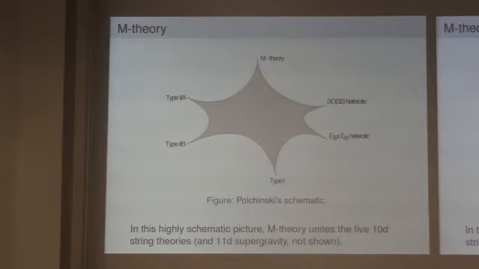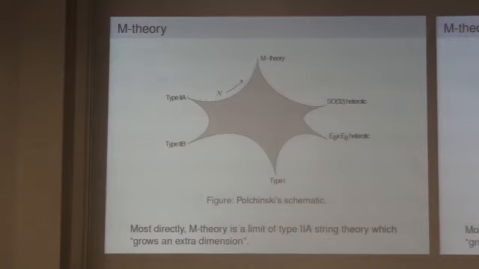And the idea is that M theory is actually this entire blob. This is one corner of the blob. It's called M theory for some reason. In this highly schematic picture, M theory, the whole blob, unites the 5 10-dimensional string theories and 11-dimensional supergravity, which is not shown in this picture, although maybe it should be right here. And most directly, M theory is the limit of type 2A string theory, this node of the blob. A certain limiting process leads you to M theory, which grows an extra dimension. That's the 11th dimension of supergravity.